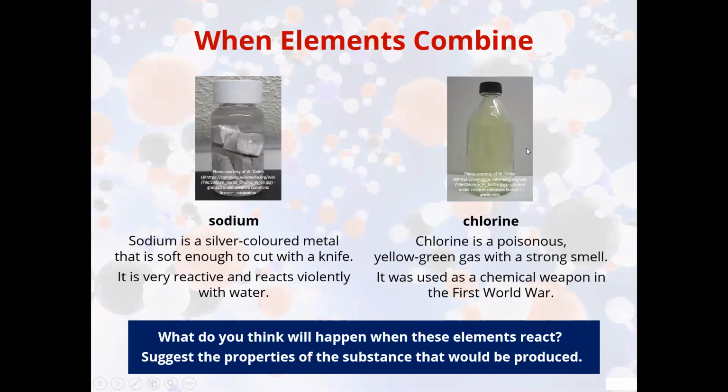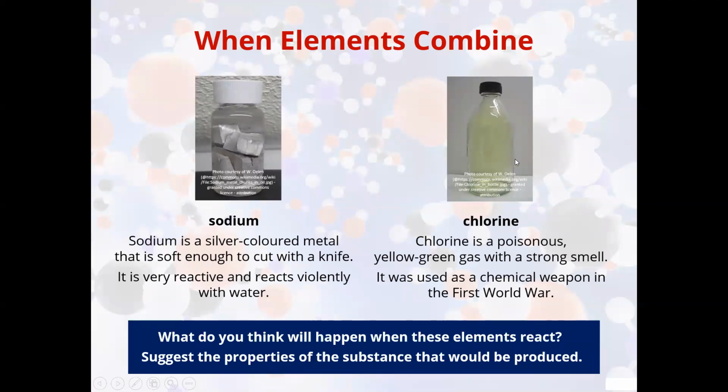Here you have sodium and here you have chlorine. Sodium, as you can see, is silver and it is a metal. It is very soft, so you can actually cut it with a knife, but it is very reactive and it reacts violently with water. If you throw too much sodium in water, you'll actually see flames start to be produced. Then you have chlorine.